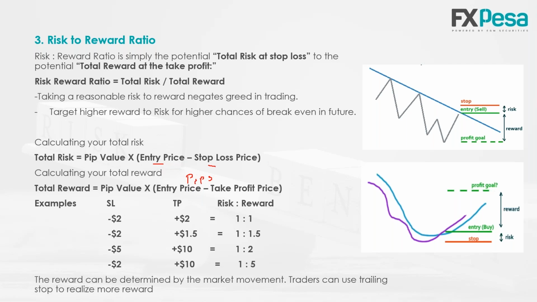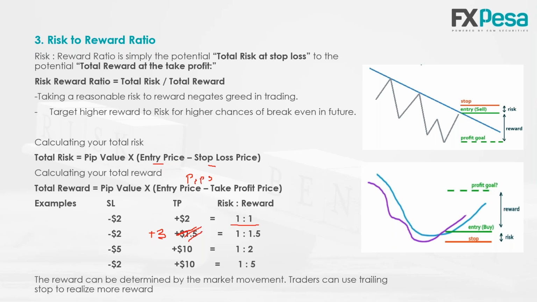Let's say, for example, with a risk reward of 1:1, it means for every $2 you're risking, you're looking to get $2. If you have 1:1.5 risk reward, it means for every $2 you're risking, you're looking to get $3, not 1.5. That is 1 to 1.5, not 1.5.